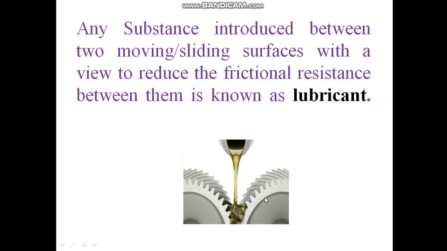Here you can see these are the two parts, that is, moving parts. What happens if we place a lubricant in between them? It will reduce the friction between them. That lubricant reduces the friction between the two moving or sliding surfaces. So this introduction of the new substance between the two sliding surfaces, which reduces the friction between them, is known as the lubricant.